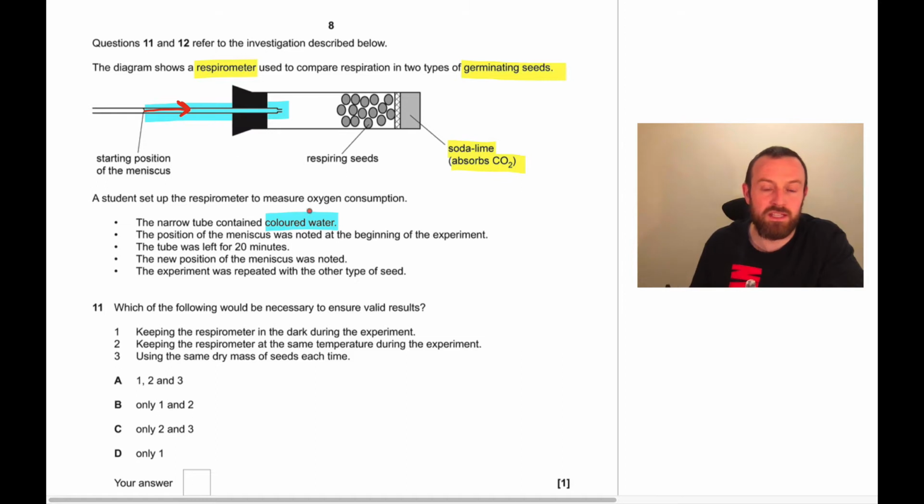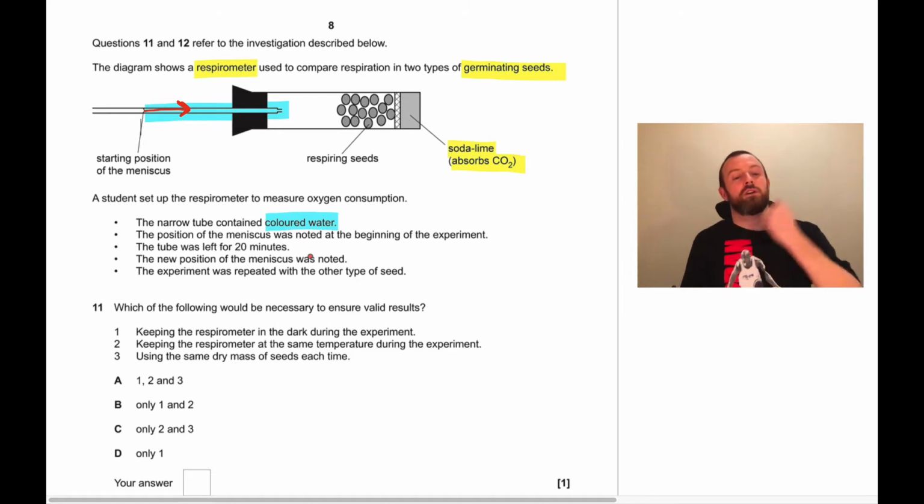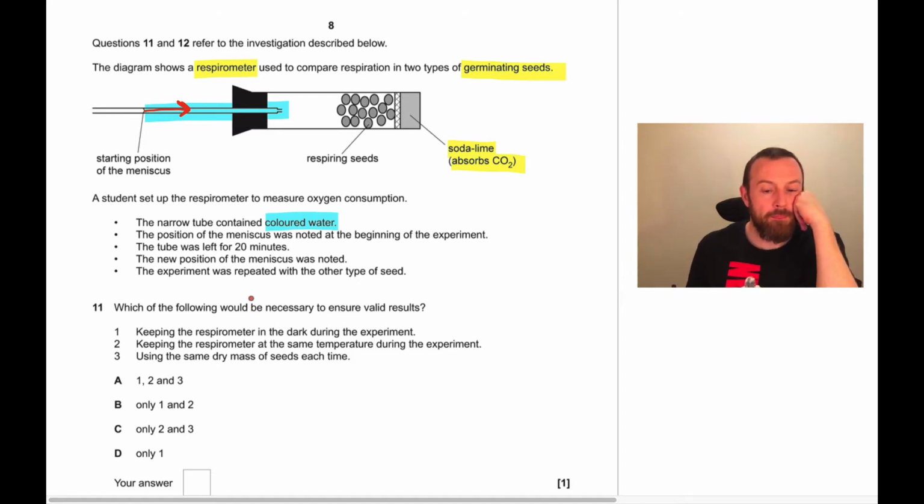Which of the following would be necessary to ensure valid results? Keep the respirometer in the dark. I would say that's not a bad idea. It's unlikely that the seeds are going to photosynthesize, but if you kept them in the dark, they definitely wouldn't. So let's think about that. Keeping the respirometer at the same temperature. Yes, that's also true. Using the same dry mass. I would say all of them. So 1, 2, and 3.